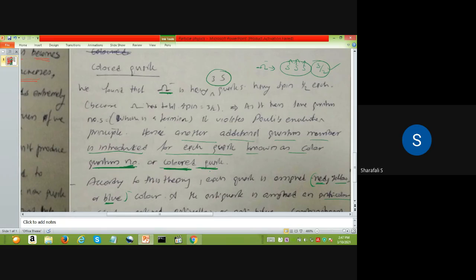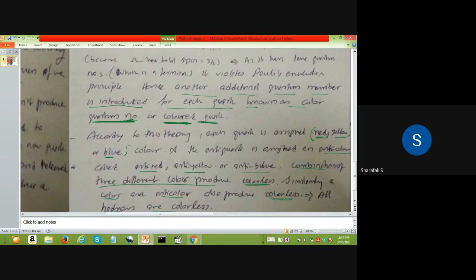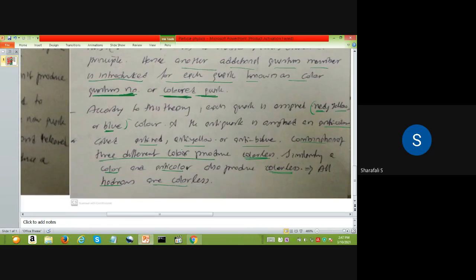Each quark is associated with a particular color, red, yellow, or blue. And if it is an anti-quark, then it is associated with anti-red, anti-yellow, anti-blue. If you take the combination of three of these colors, then it will become colorless. And if you consider a color and anti-color, then also the quark will become colorless. And if you consider the hadron family, all hadrons are colorless.